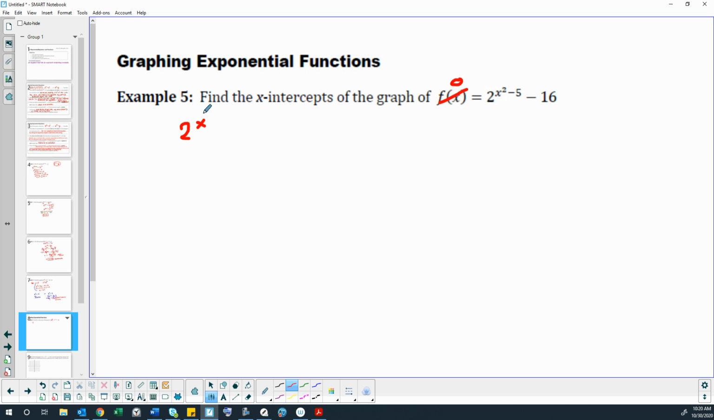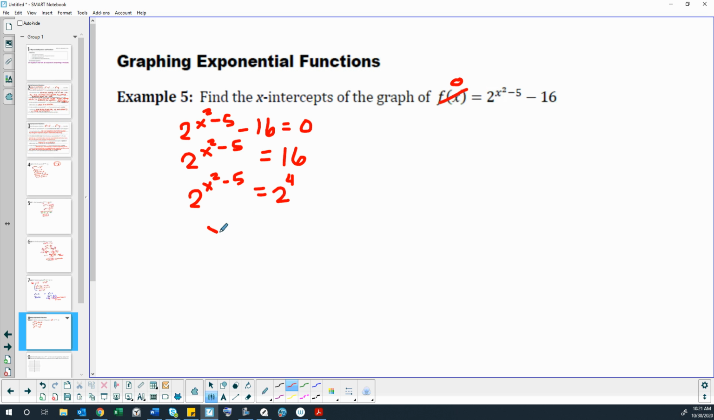So we'll have 2 to the x squared minus 5, minus 16 equals 0. This looks similar to a problem we saw earlier where we had to move a number to the other side. So we'll start by moving that 16 over here. Now, we don't have the same base on each side, but it's not going to be difficult to get the same base on each side. So I feel like the best way to do this problem is to change that 16 to 2 to the 4th power.